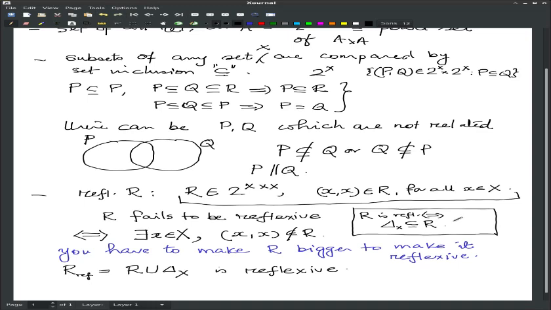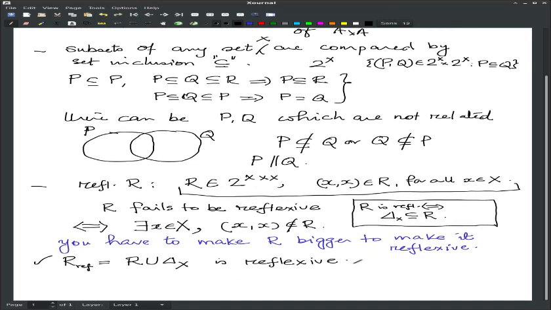But if you make the relation smaller, well, it may fail to become reflexive. You should get this idea. Okay? All right? So this is reflexive. So now this is a reflexive relation, and this relation contains R. So now I am saying that this is the smallest one. So what do I mean by this?